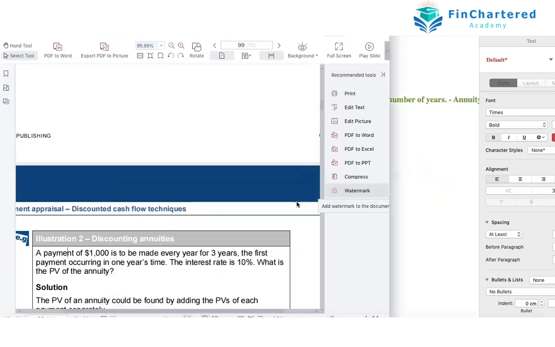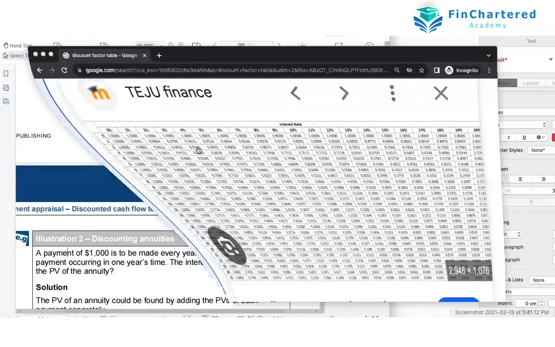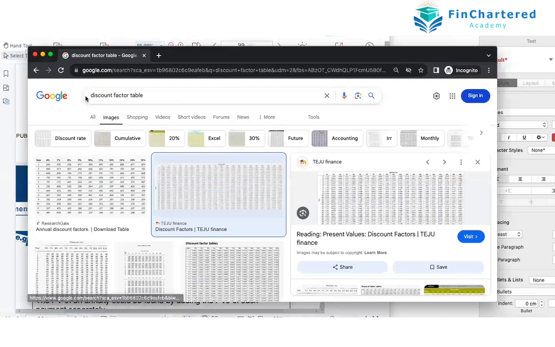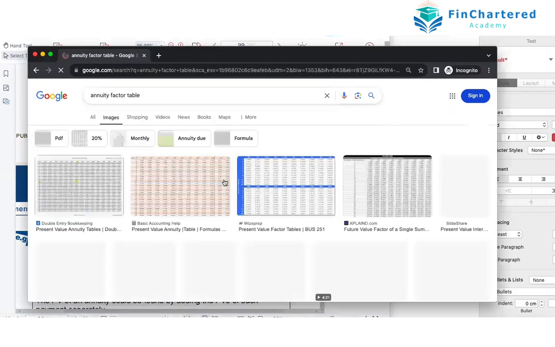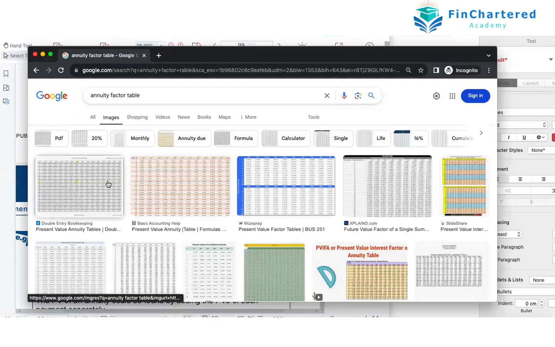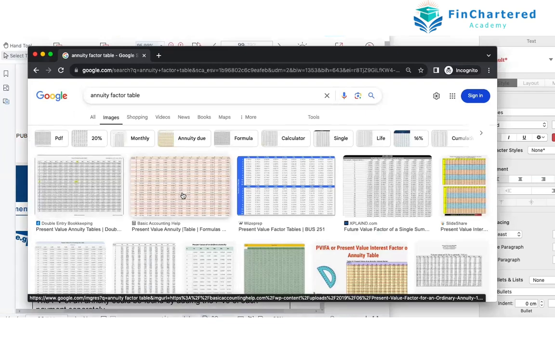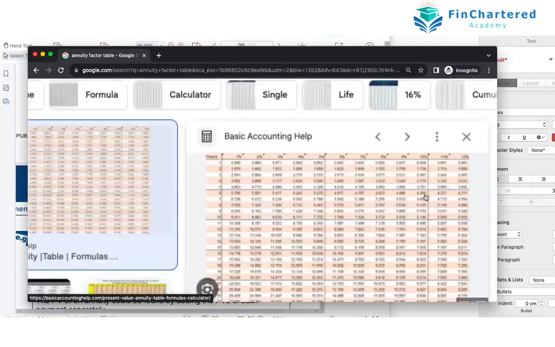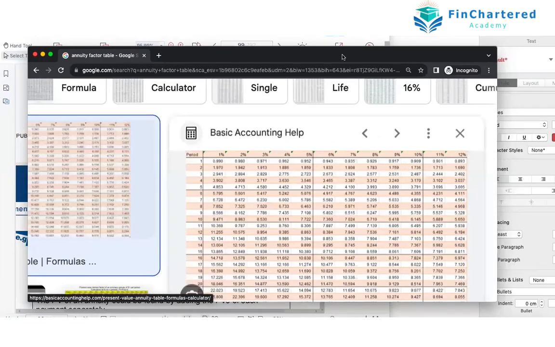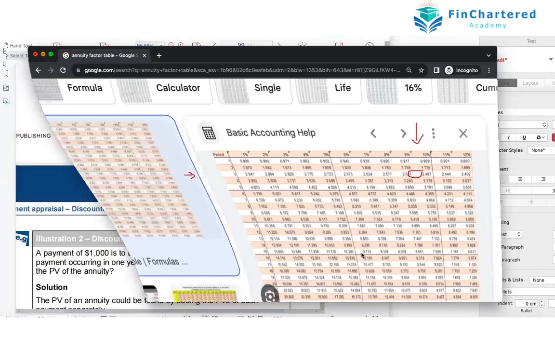Remember, it was 10% for 3 years. So there is a table known as the annuity factor table. See here, 10% for 3 years. Again, just move your finger across. You will see the annuity factor is 2.487. So you have it. Annuity factor is there. Annuity factor is 2.487.